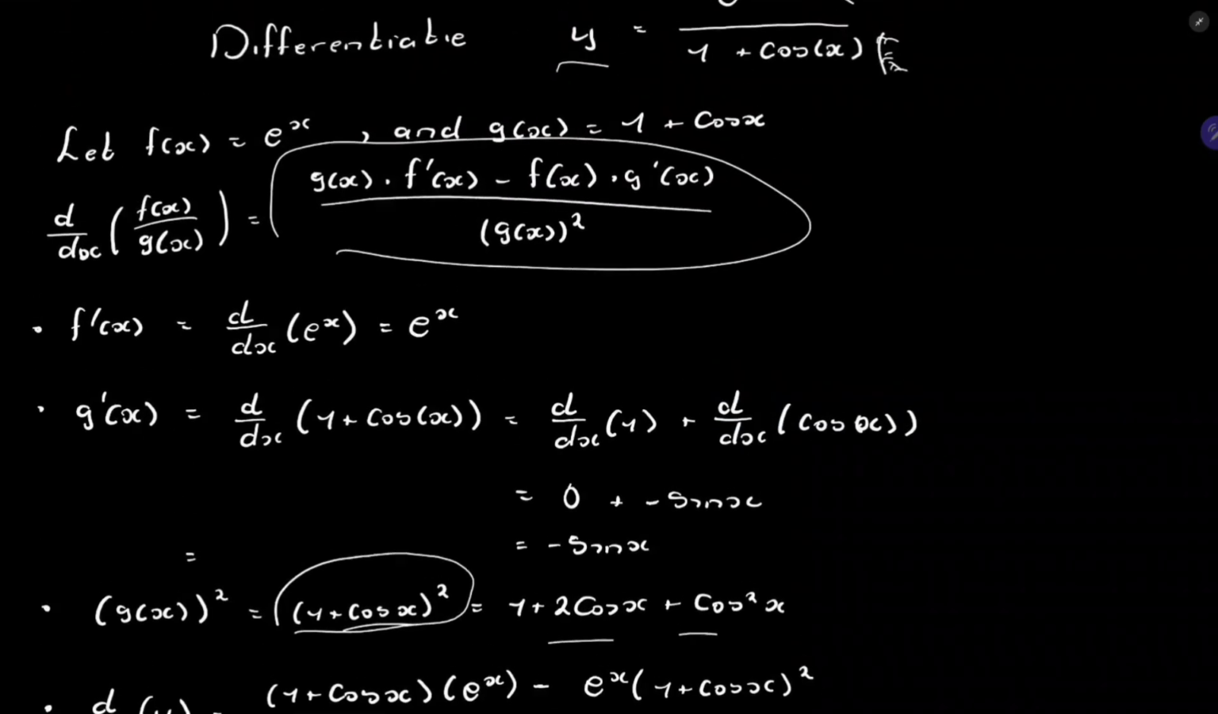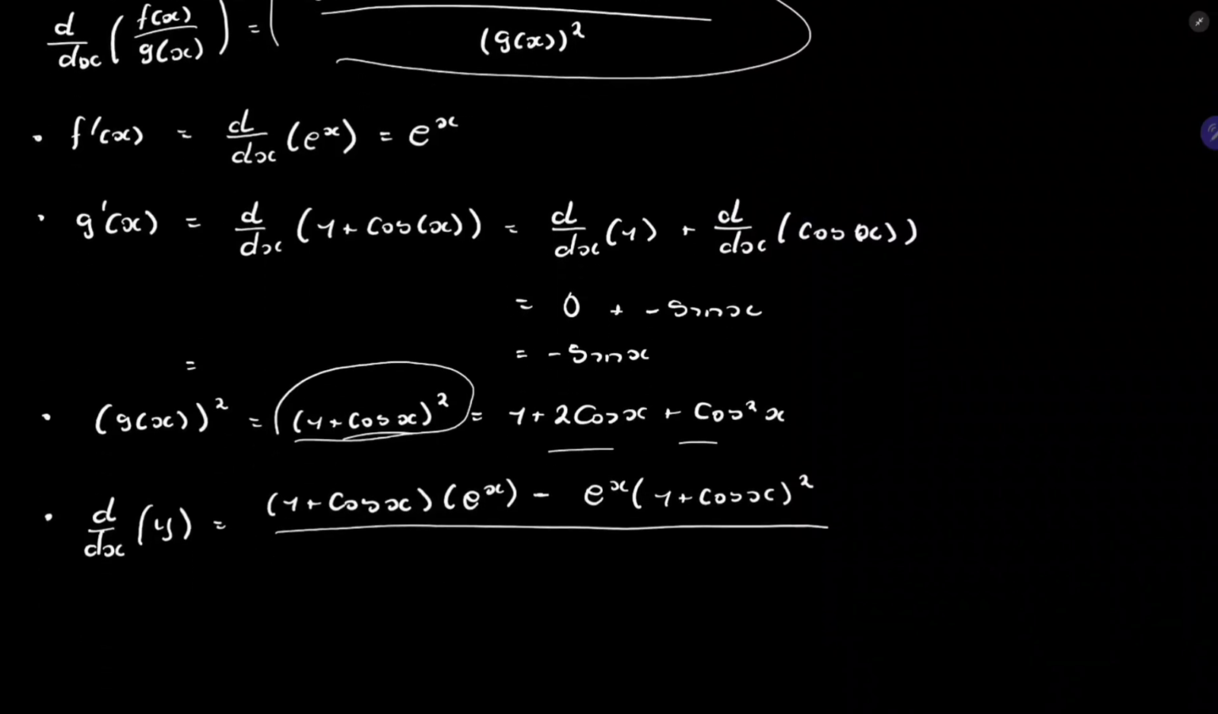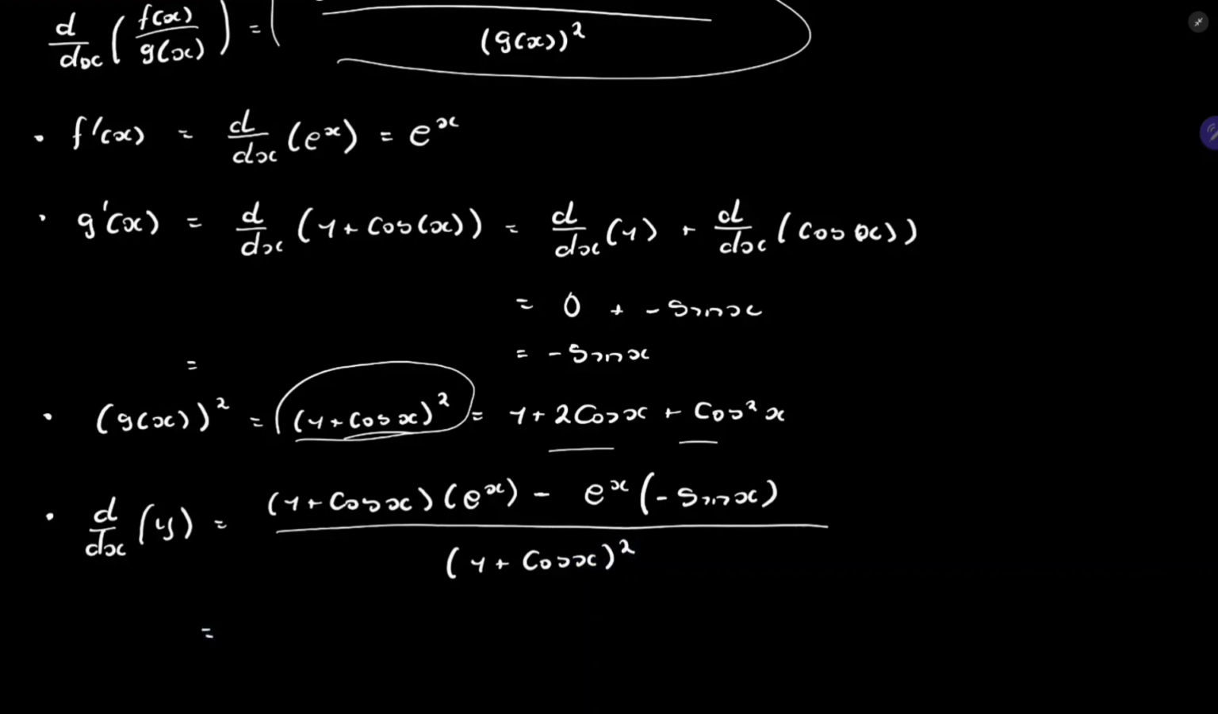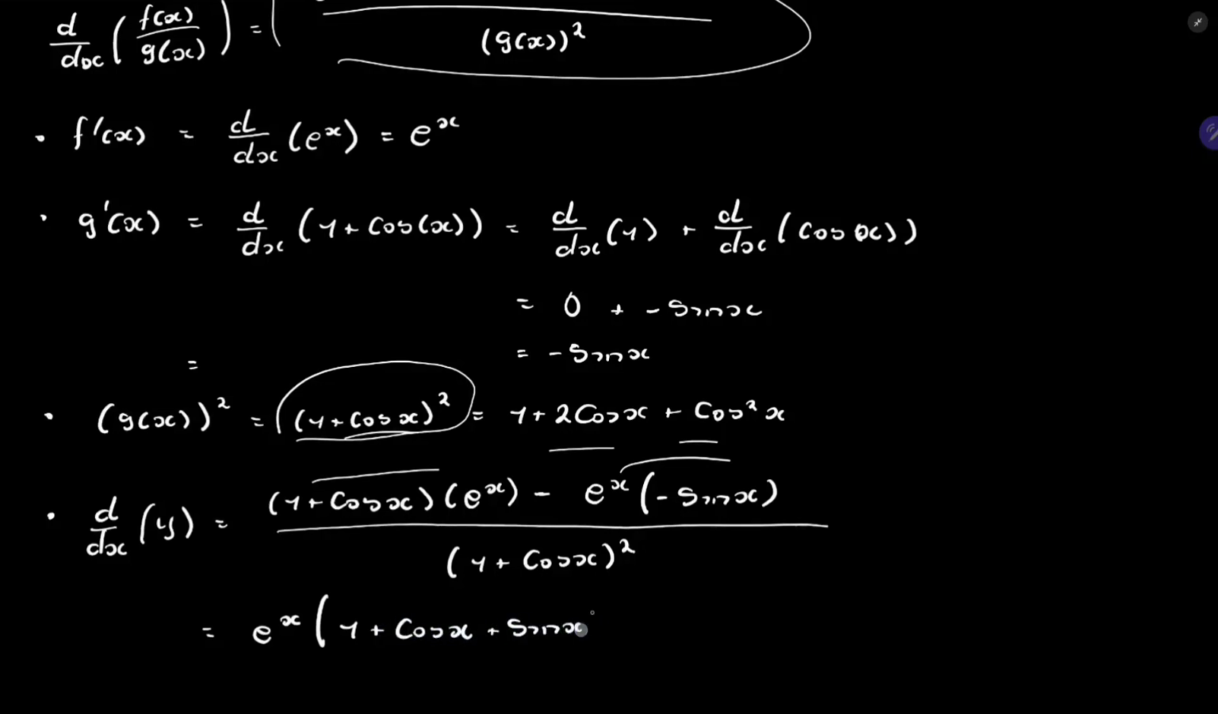But sorry, I made an error. The derivative of the bottom is not this. I used the square of the bottom as the derivative of the bottom, which is wrong. And what is the derivative of our bottom? Minus sine x, all that now divided by the square of our bottom. This leaves us with the expression e to the x. We can factorize e to the x on both terms, since it's common to both, leaving us 1 plus cos x plus sine x, all divided by 1 plus cos x squared.